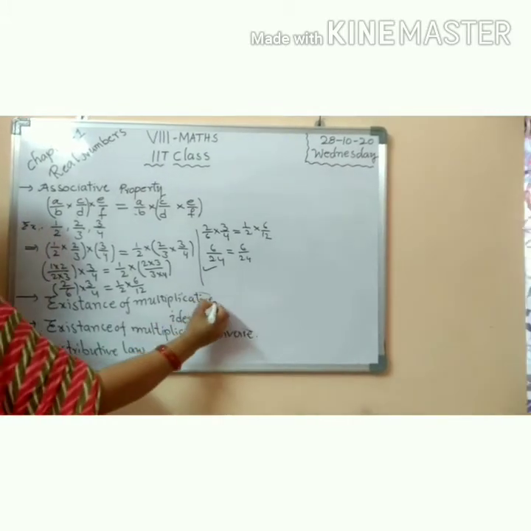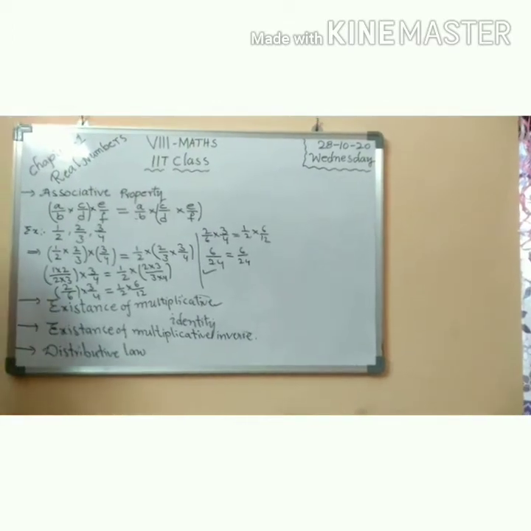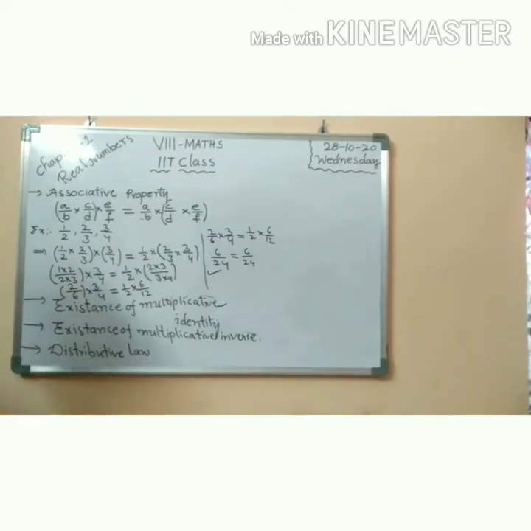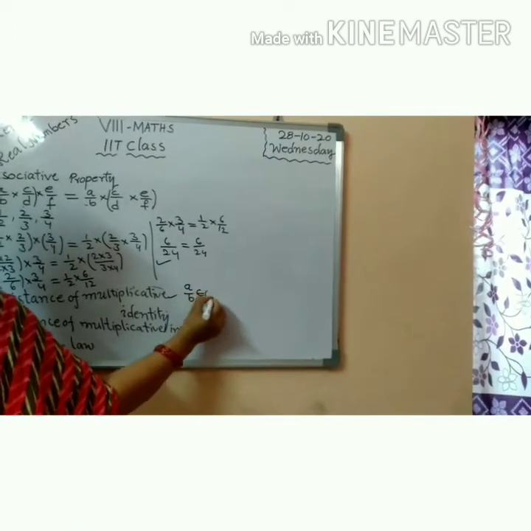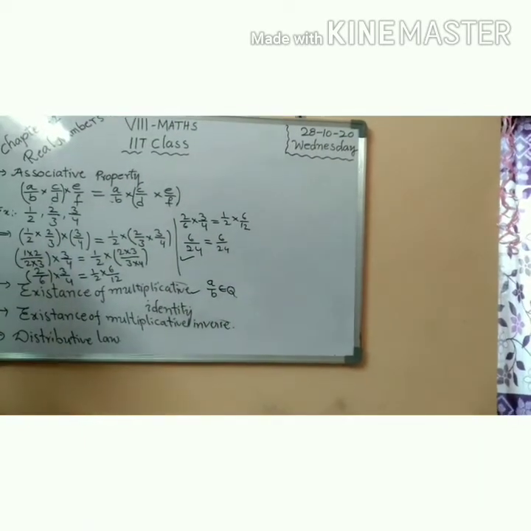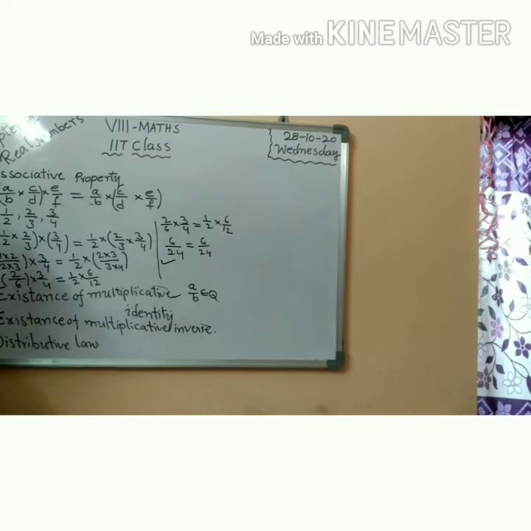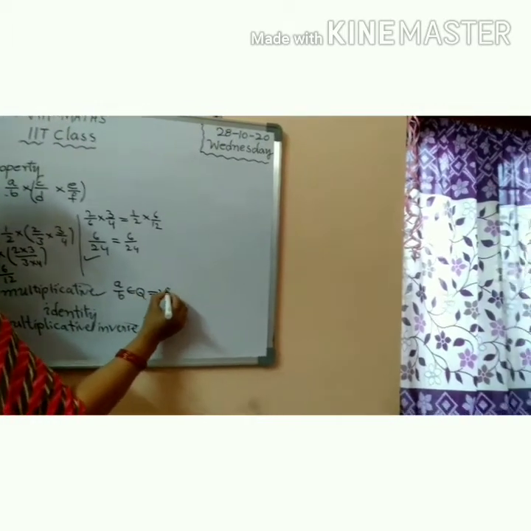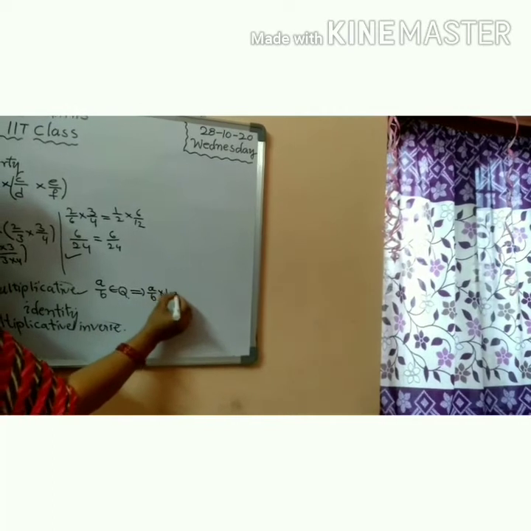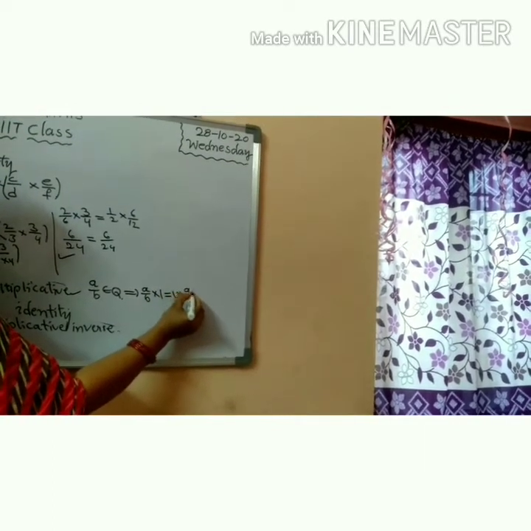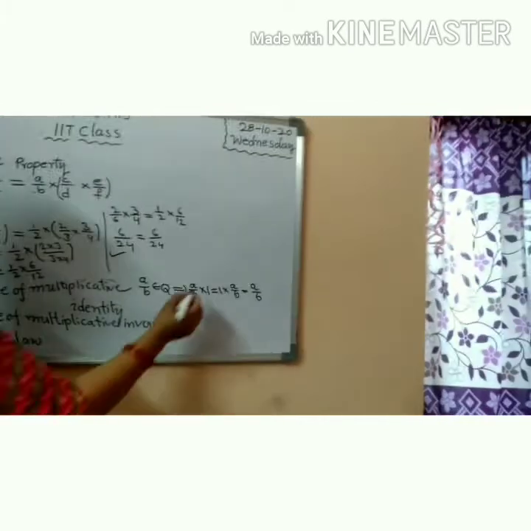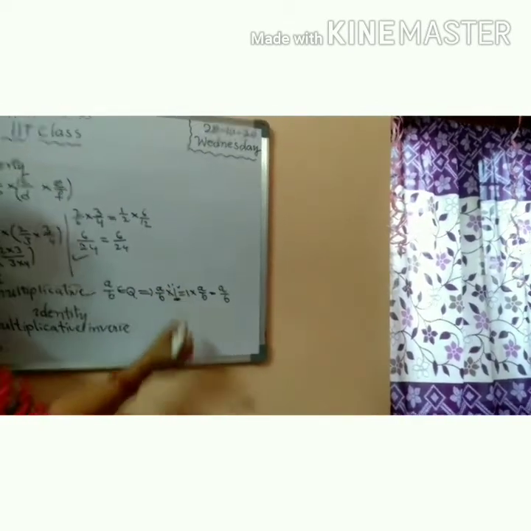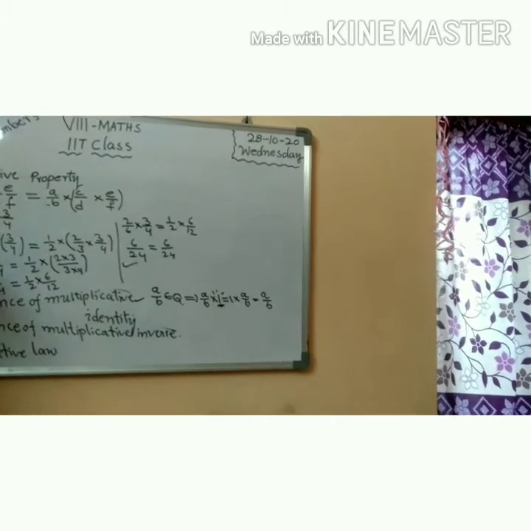What is the next property? Existence of multiplicative identity. For a/b belongs to Q, where Q is the set of rational numbers, there exists 1 such that a/b × 1 is equal to 1 × a/b is equal to a/b. This is the existence of multiplicative identity. Here 1 is called the multiplicative identity of a/b.